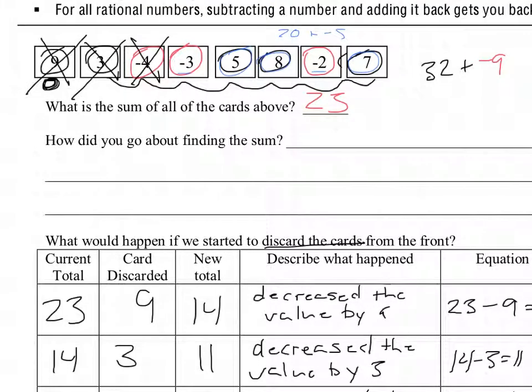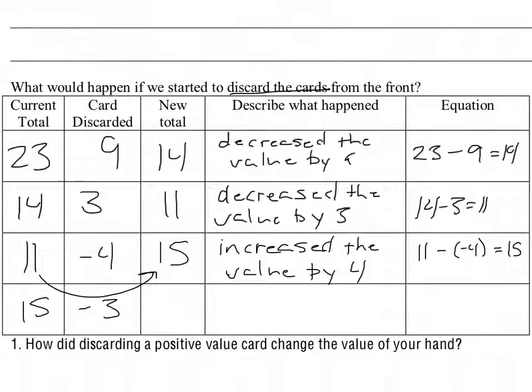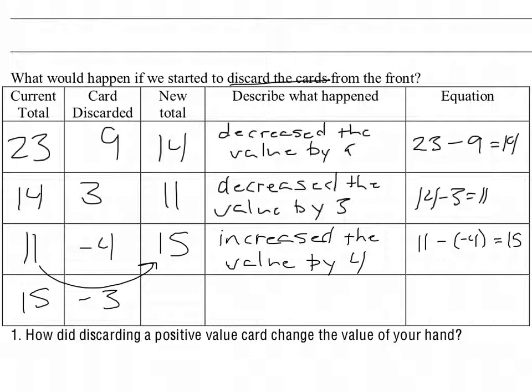Let's go ahead and put away our next card, -3. So we had 15 before. We took away this -3. Go ahead and do me a favor. Find the new value and describe what happens and write your equation all on your own.